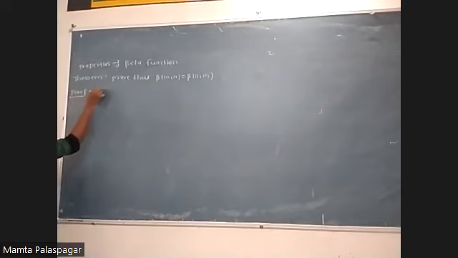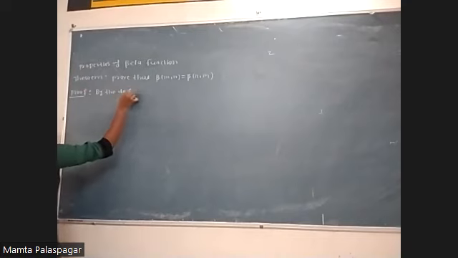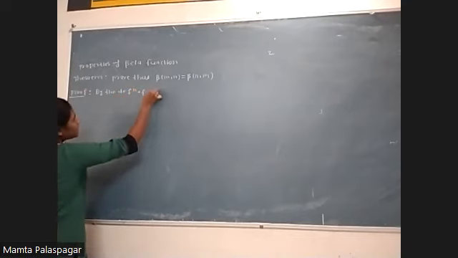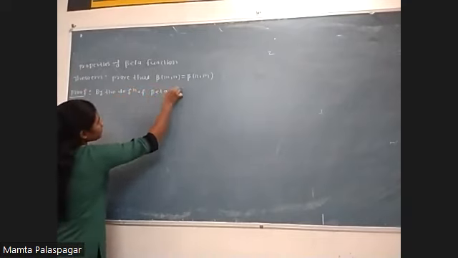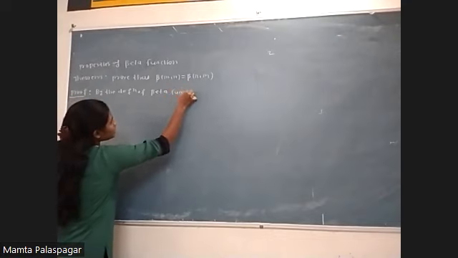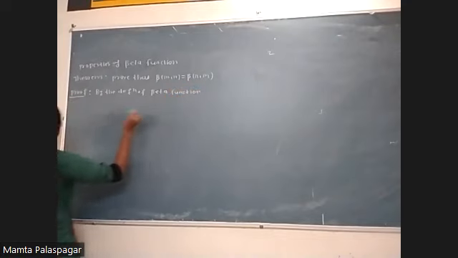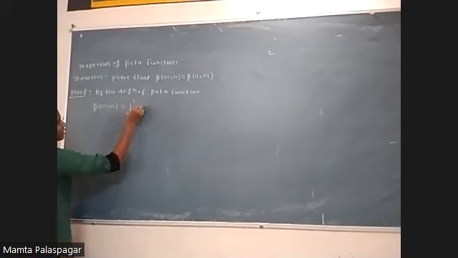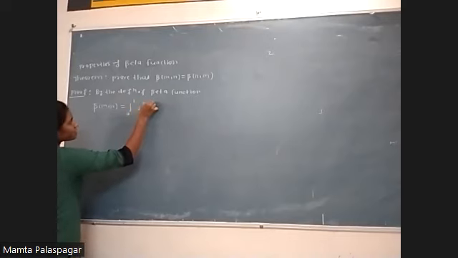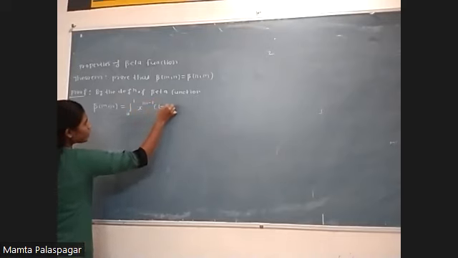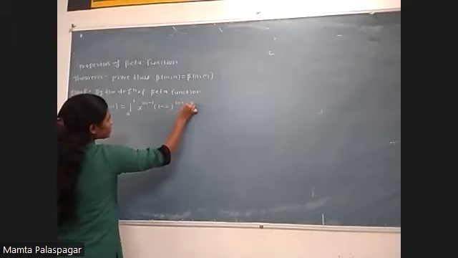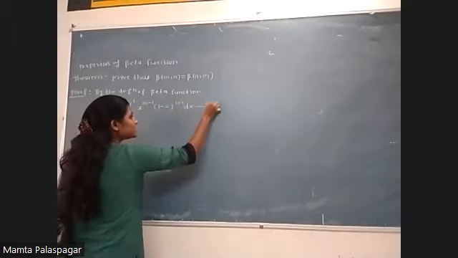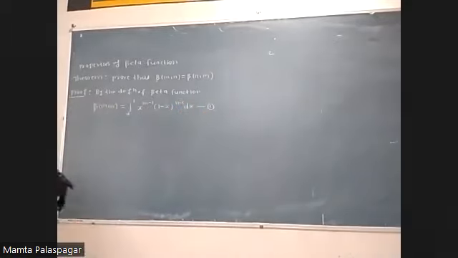Now, as we know, by the definition of the beta function, we have that beta of m comma n is equal to the integration from 0 to 1 of x to the power m minus 1 into 1 minus x to the power n minus 1 into dx. This is the definition of the beta function, equation 1.